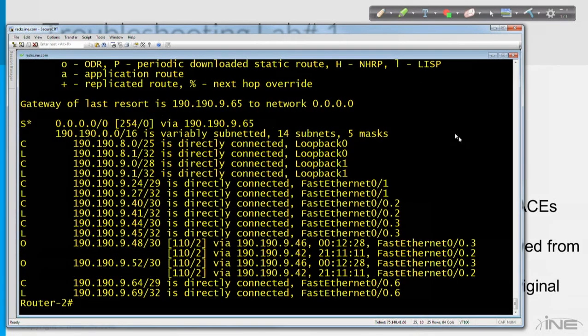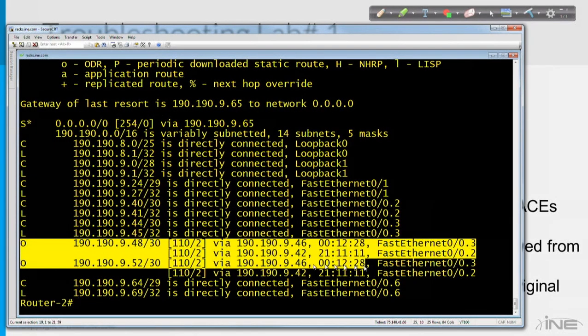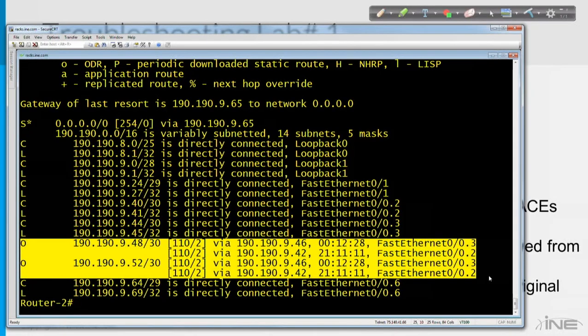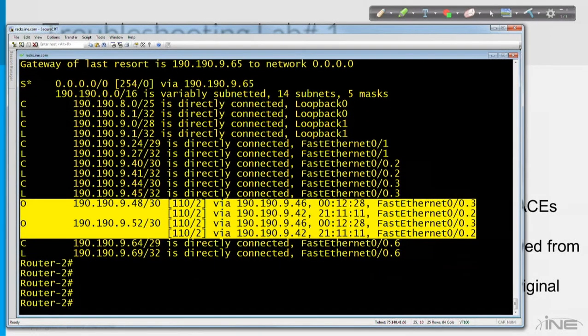No. Well, I got a couple here. I've only got 2 OSPF routes, but where are all the other ones? Okay, the next thing I would look at is, do I have all the OSPF neighbors I'm supposed to have? Am I communicating with who I'm supposed to be communicating with? Show IP OSPF neighbor.